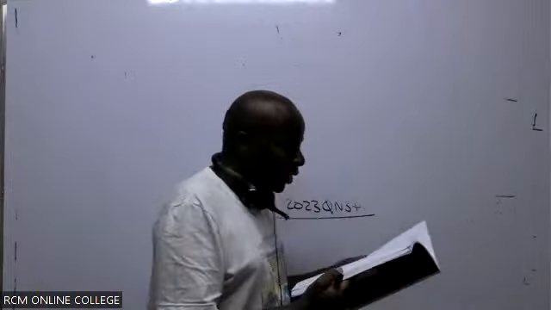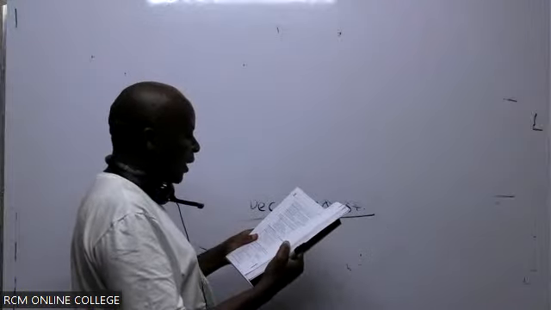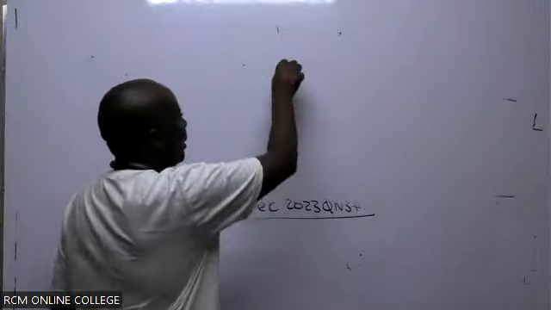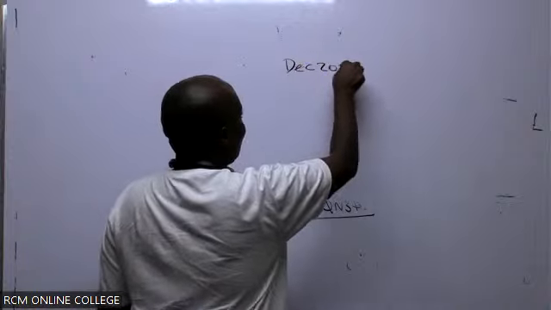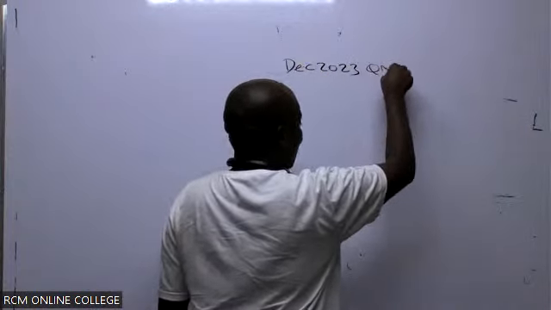Corporation tax rate applicable is 30%. So we are doing this December 2023, question number 3B.